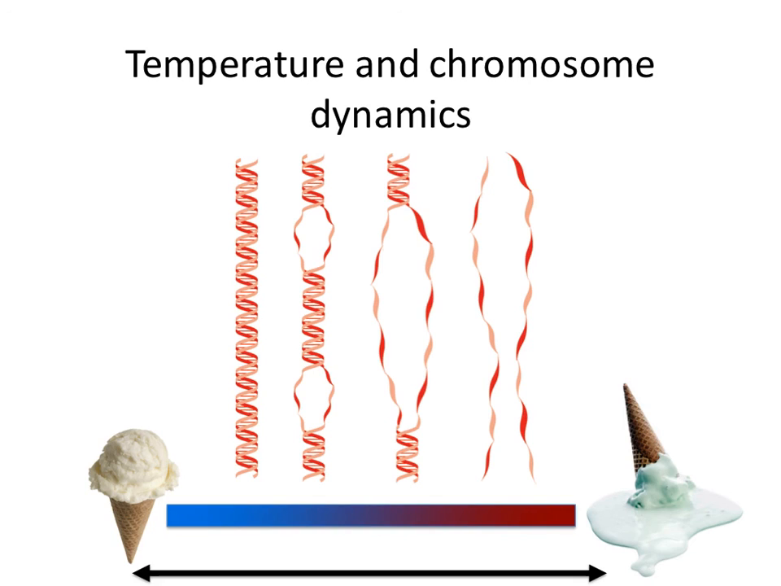This is a figure of DNA at different temperatures. Hopefully everybody's comfortable with the blue to red transition bar down there on the bottom. Cool temperatures are represented on the left, hot temperatures on the right. This is what happens to your ice cream cone in the summer in Fresno. It goes from left to right very quickly.